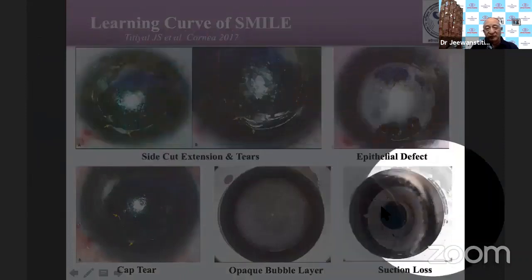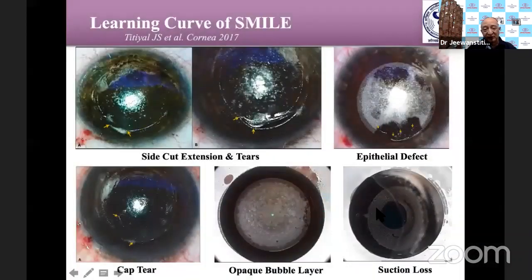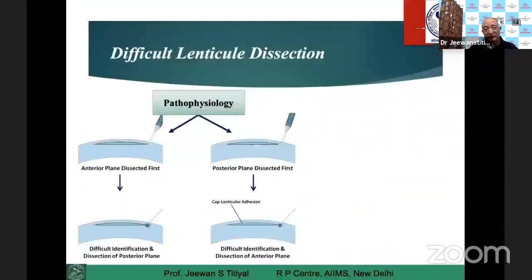The major problem is suction loss, where surgery can be totally abandoned, or you can do resurgery depending on what stage you have the suction loss. Various algorithms are there. Many SMILE surgeons and students ask, sir, what's the most difficult part of the SMILE procedure? I think the major difficulty people face is identifying the correct orientation of the cap and lenticular position, and getting into the proper plane of dissection.